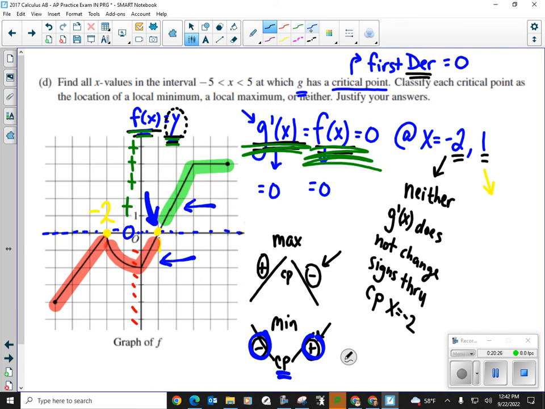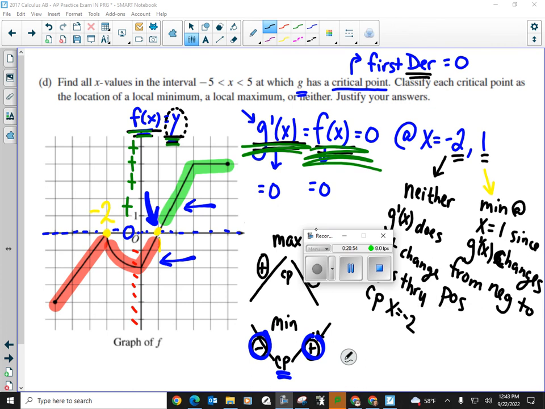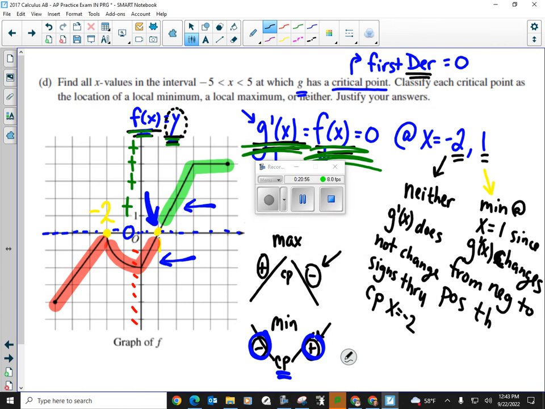Okay, so now there is a minimum at x equals 1 since g prime of x changes, I was going to say switches, would have been the same thing, changes, sorry about that, kids, I really can write, changes from negative to positive through the critical point of x equals 1.